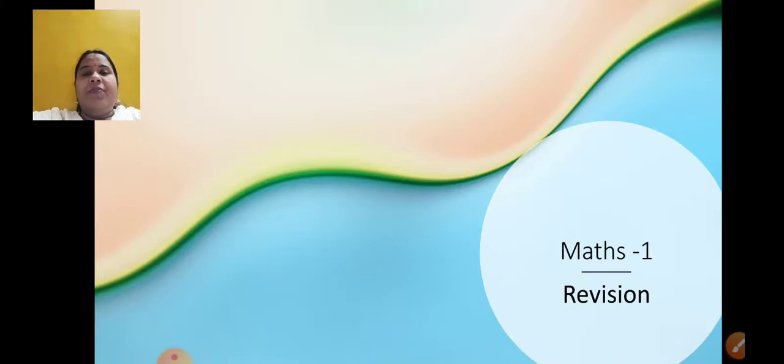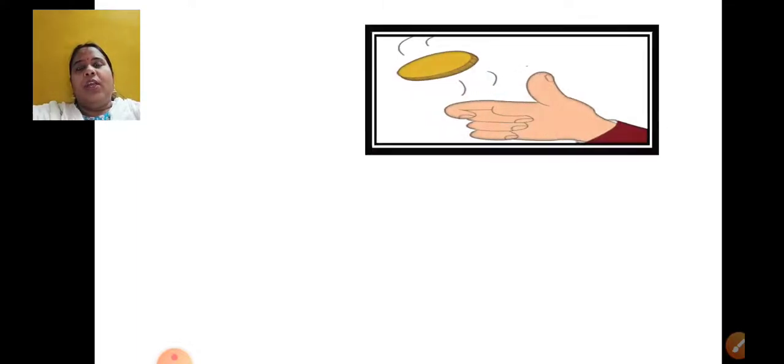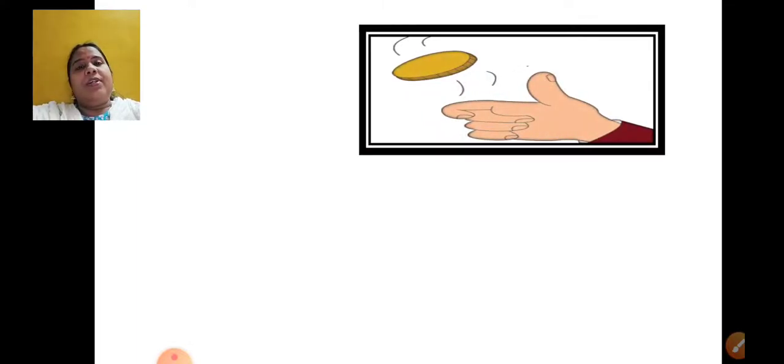In the previous session, we started with the revision of the 5th chapter, that is probability. Let us continue further the revision of the same chapter. In today's session, I will be taking revision of coin toss. As you know, you have sums based on 1 coin tossed, 2 coins tossed together, and 3 coins tossed together simultaneously at the same time. So let us see the sample space one by one.